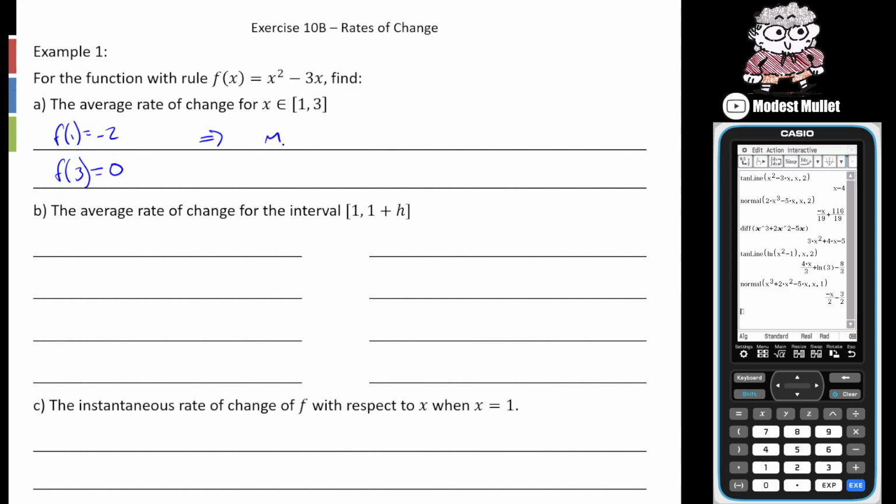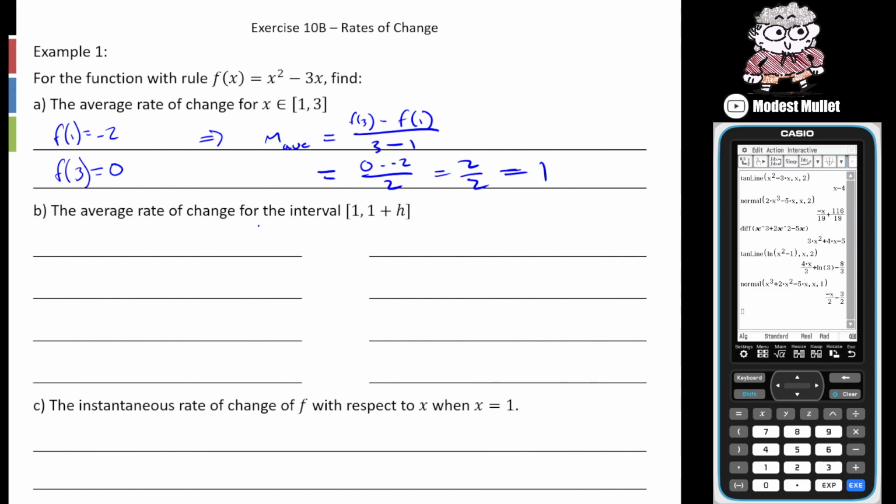So it follows on that the average rate of change is equal to, what did we say that was going to be? That's going to be f of 3 take away f of 1 over 3 take away 1, which is going to be 0 take away negative 2 over 2, which is 2 over 2, which happens to be 1. That's a really nice answer.